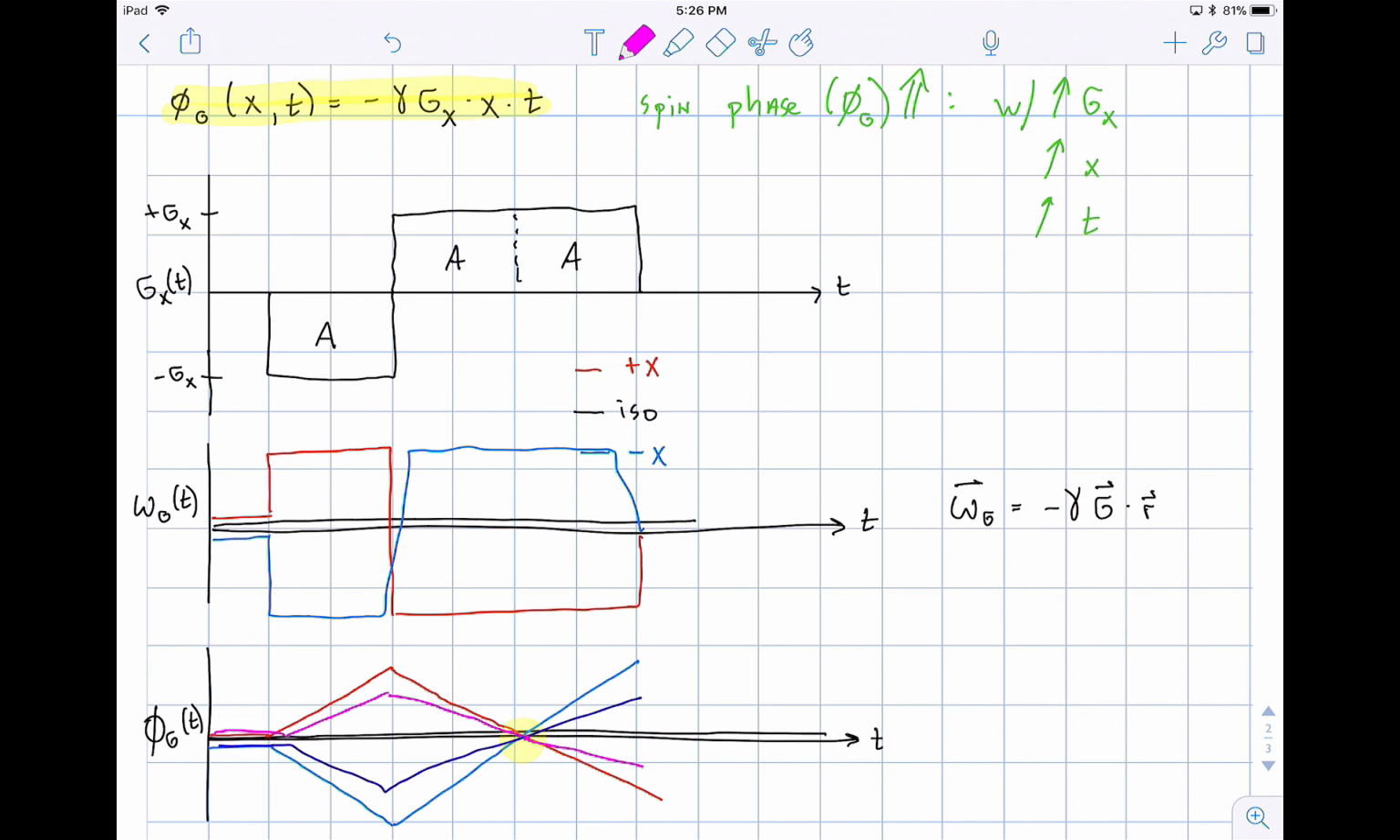Now why you want to go through that whole madness of getting everything dephased and rephased, we'll get to later. But conceptually, keep in mind that we can manipulate the phase of the spins, dephase them and rephase them.